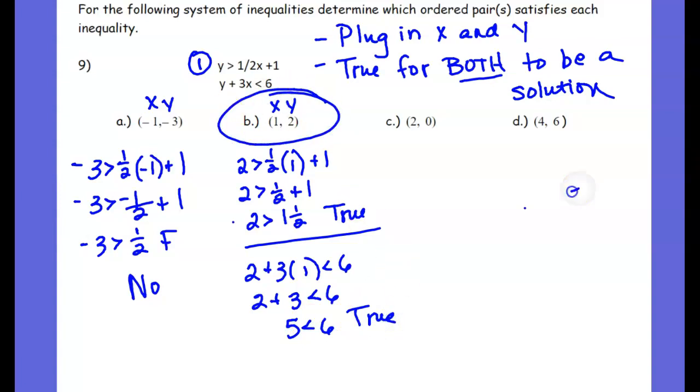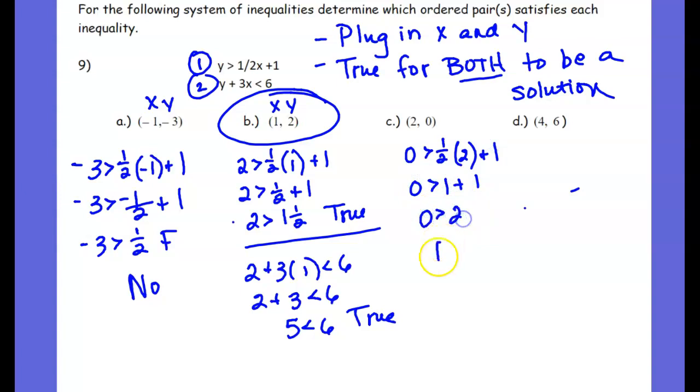We do the same for C. We plug it first into the first equation. Our 0 is greater than 1/2 times 2 plus 1. 0 is greater than 1 plus 1. So that's going to be false. So we don't need to move on.